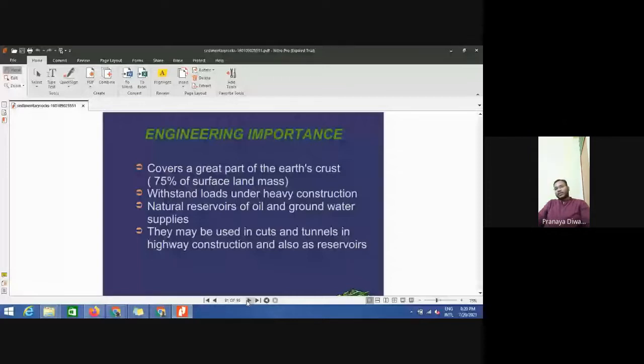It withstands loads under heavy construction. It is a natural reservoir of oil and groundwater supplies. They may be used in cuts and tunnels in highway construction, and also as a reservoir.